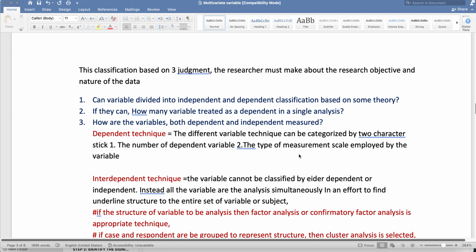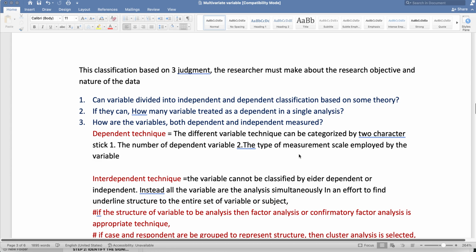A classification of multivariate techniques. The classification is based on three judgments the researcher must make about the research objective and the nature of the data. Number one, can the variables be divided into dependent and independent classifications based on some theory? If they can, how many variables are treated as dependent in a single analysis? How are the variables, both dependent and independent, measured?